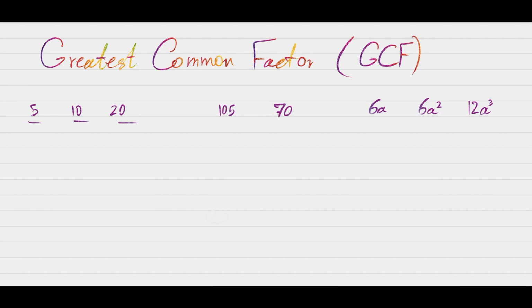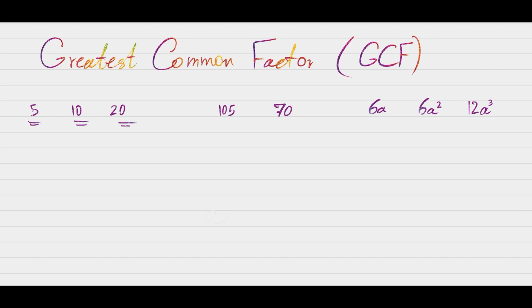Let's just go ahead and clarify a few terms here. Monomials means just one number. Mono means one, and nomial meaning number. So monomial is one number. So 5 is one number, 10 is one number, and 20 is one number. So these are three monomials, and we've been asked to find the greatest common factor among these three monomials.